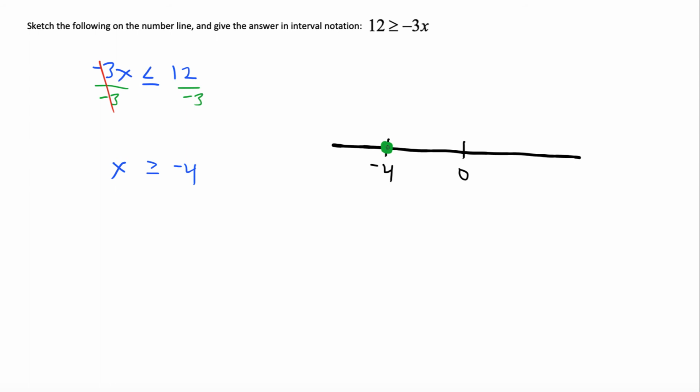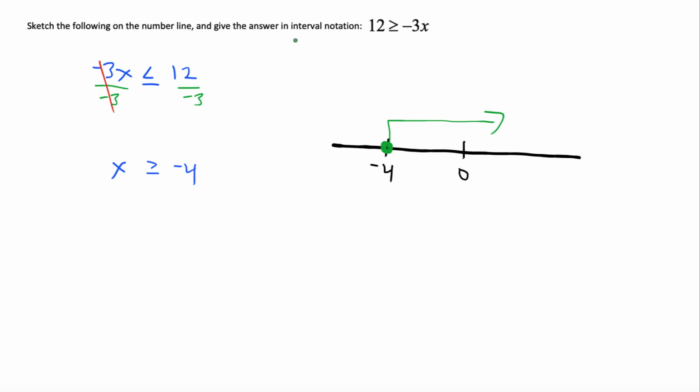Now, are we going to go to the right or to the left? Do we want all values bigger than negative 4 or less than negative 4? Well, it says x greater than or equal to negative 4. So what are all the numbers that are greater than or equal to negative 4? Well, that means we would go to the right. So this would be the final answer for the graph. But what about the interval notation?